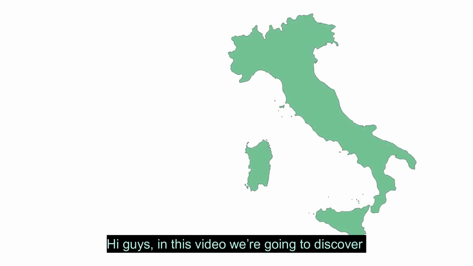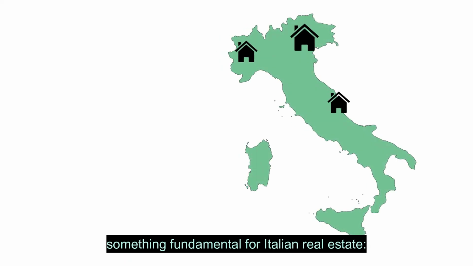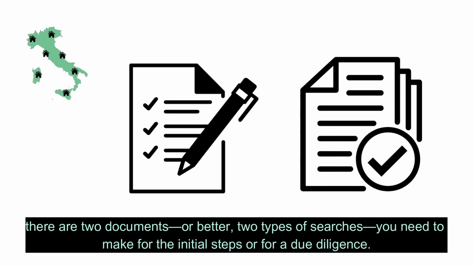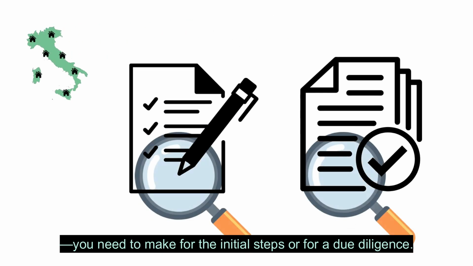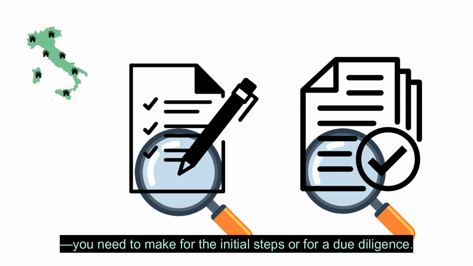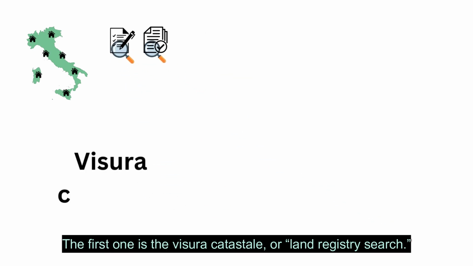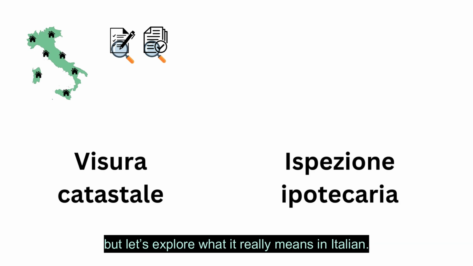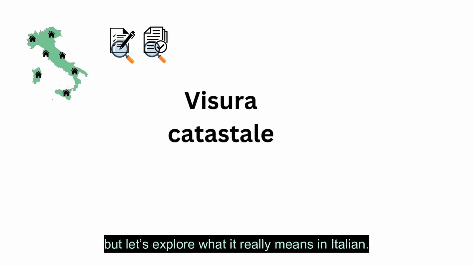Hi guys, in this video we're going to discover something fundamental for the Italian real estate. There are two documents, or better two types of searches you need to make for the initial steps or for a due diligence. The first one is the Visura Catastale or land registry search. The second one is the Ispezione Ipotecaria or mortgage inspection. But let's explore what it really means in Italian.